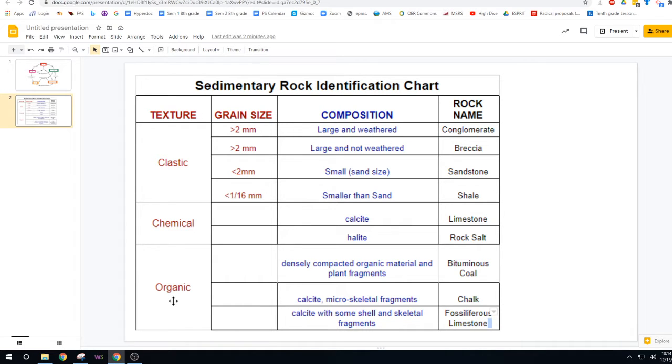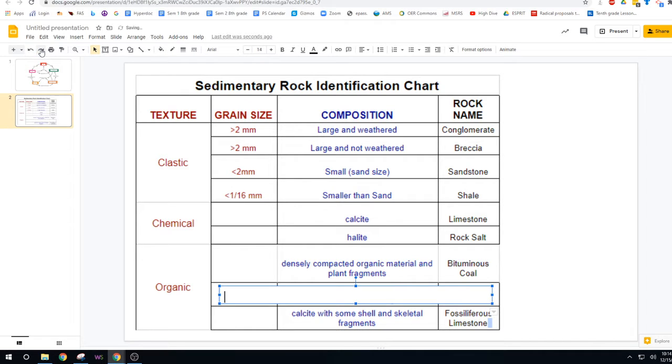If it's organic, this is stuff that was alive at one point in time that has been laid down and was put under compaction and cementation. We have bituminous coal, we have chalk, and we have phospholipid limestone or organic limestone. And I recommend that if you get this printed off, we are going to do some modifying to this.